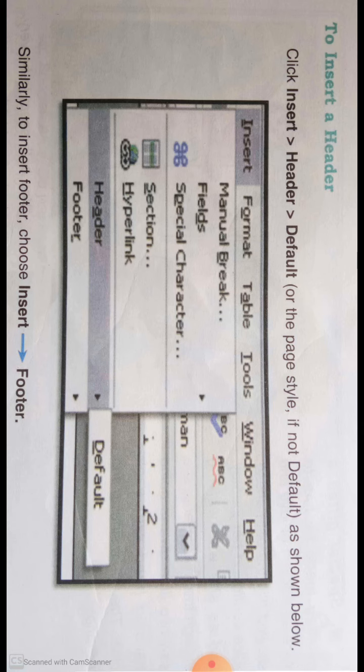To insert a header, how can we insert a header? First we click on Insert and then click on Header and then Default, as shown in the picture. Similarly, we can insert the footer. Choose Insert, then Footer and then Default.